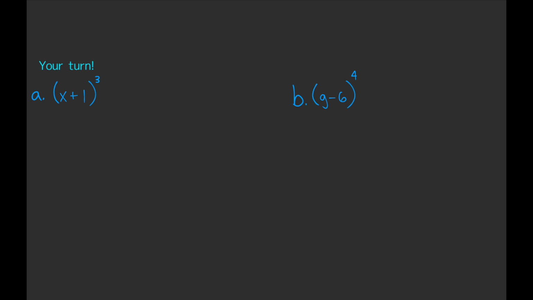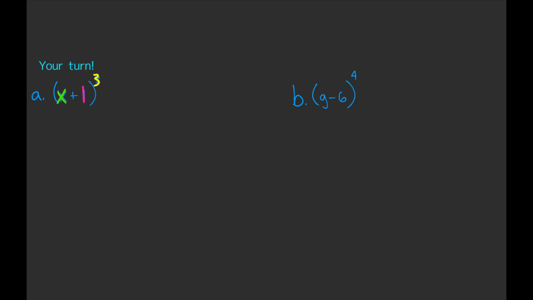Alright, I'm going to assume you paused, and I'm going to start working it out. So, first step, color code. Our variable is going to be green. Our constant will be pink. And our exponent will be yellow.